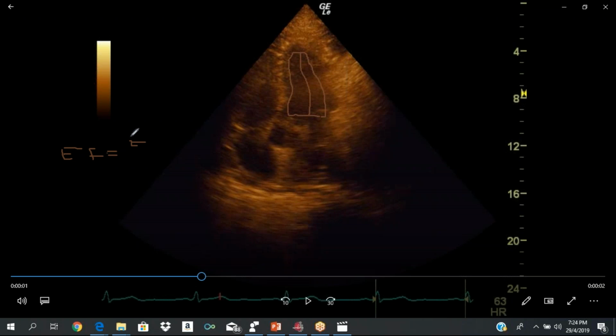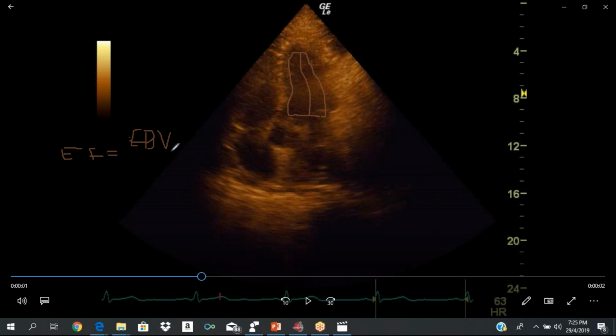My pen doesn't want to write, so just bear with me a little bit. So your end diastolic volume says E. It doesn't even want to, yeah, okay. So this is actually a D.